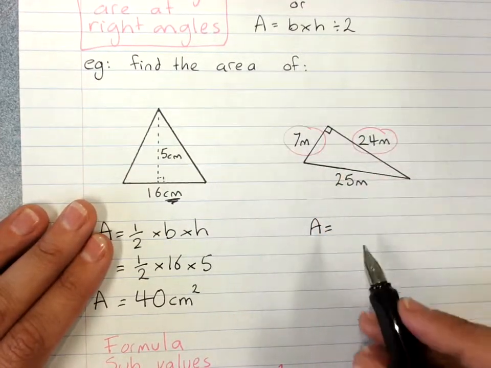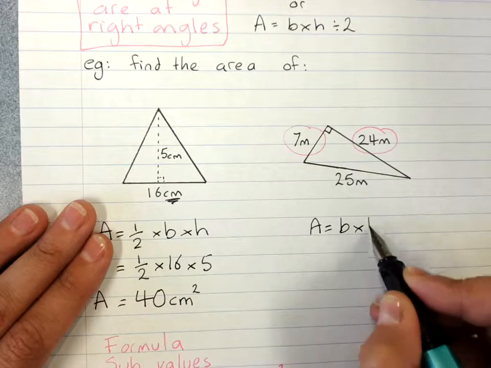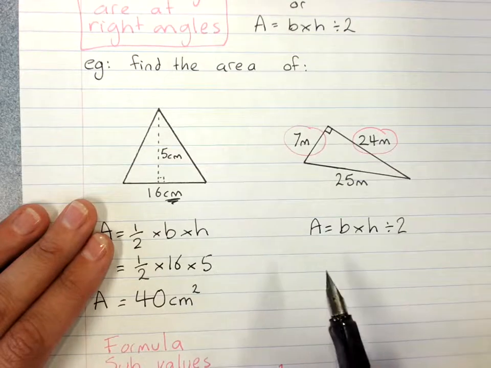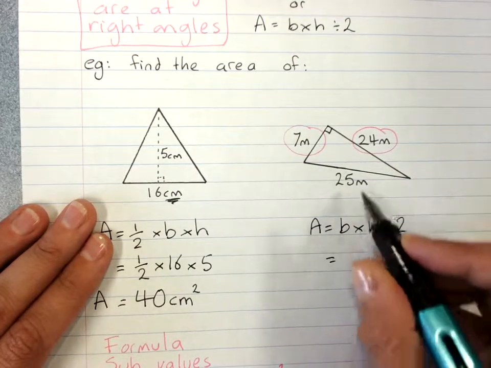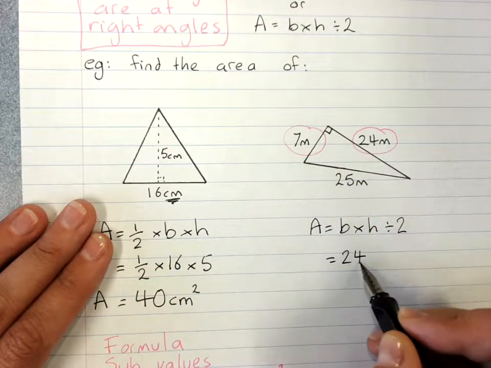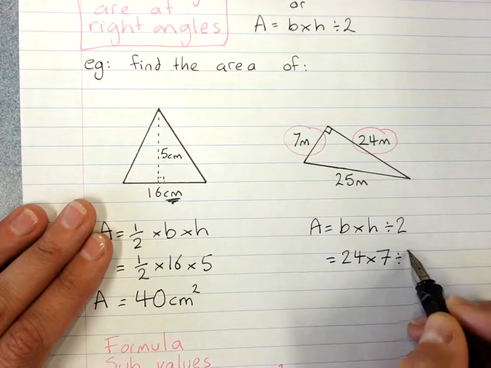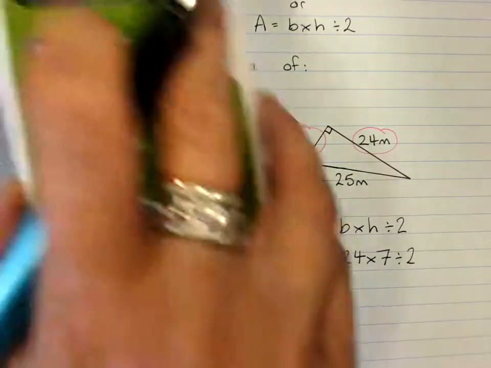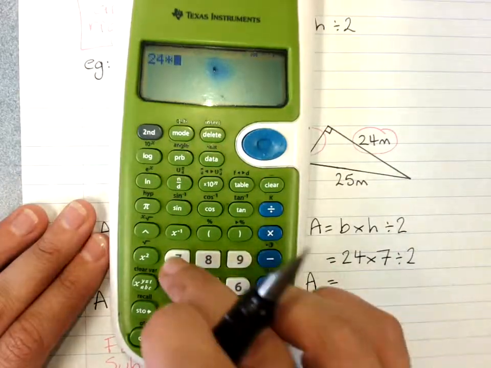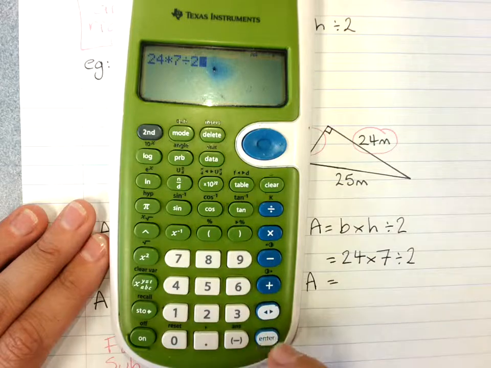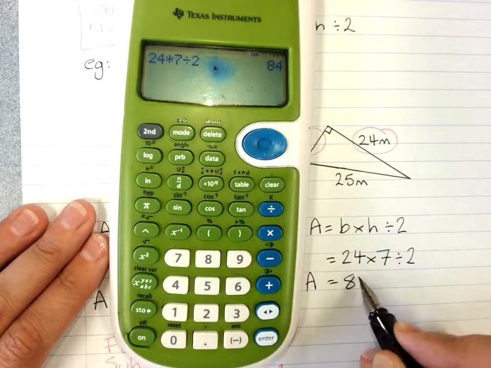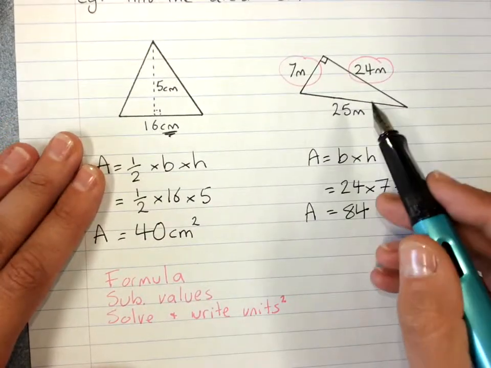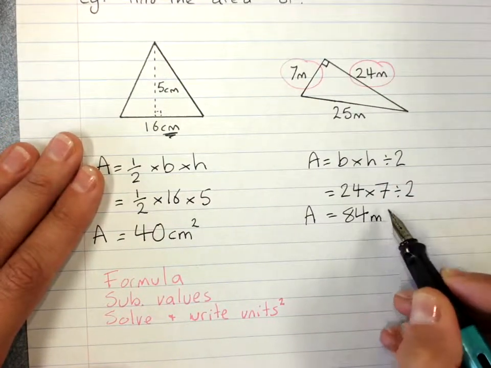I'll use the other formula for this one. Base times height divided by 2, because dividing by 2 is the same as multiplying by a half. Substitute the values. 24 times 7 divided by 2. Finish with the answer, 24 times 7 divided by 2. That is 84. And I need units squared. We're in meters, so I'm in meters squared.